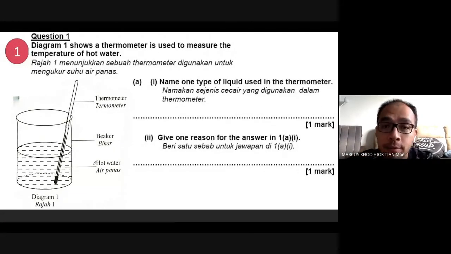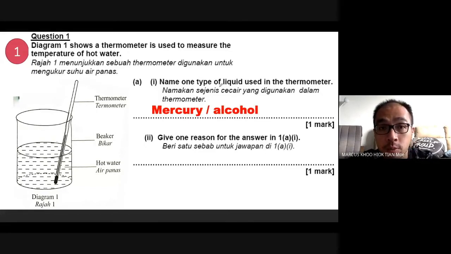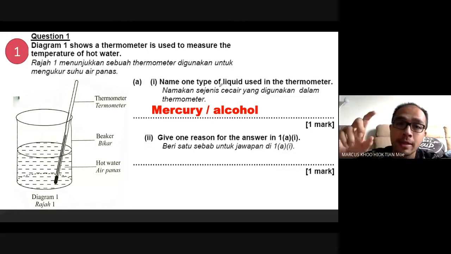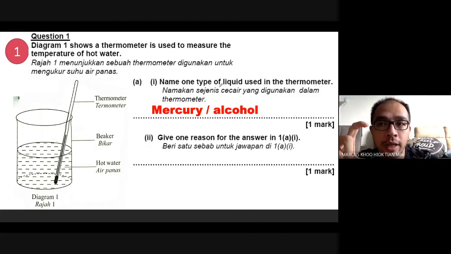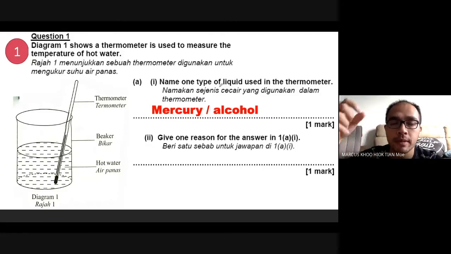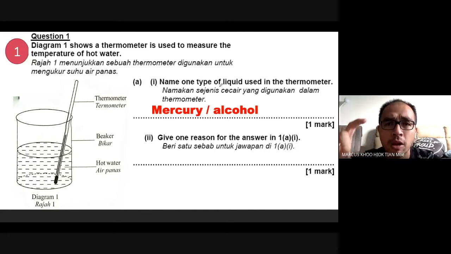Okay, name one type of liquid used in the thermometer. Obviously, usually we use mercury, sometimes we use alcohol. Sometimes inside the thermometer, the color of the liquid is red. The red liquid usually is alcohol, and they put some coloring inside, because alcohol is colorless. It looks like water, so they put red coloring so that you can read it.